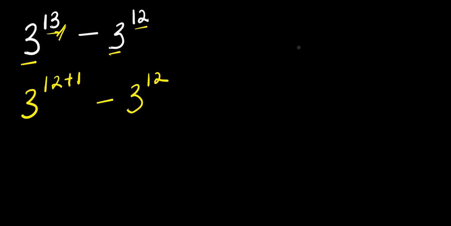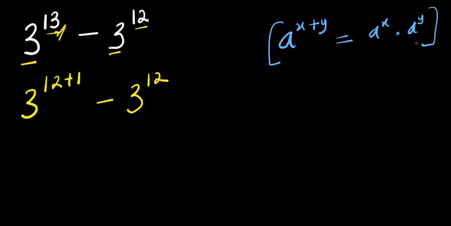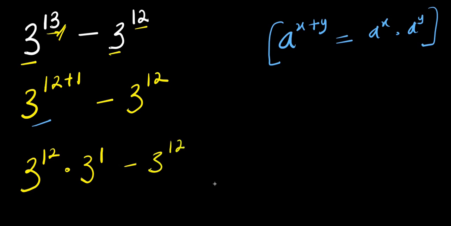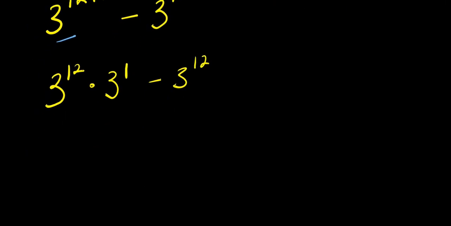Now, if you have a power x plus y, this equals a power x times a power y. That is the identity we are going to apply here. So we have 3 power 12 times 3 power 1 minus 3 power 12. What you can see from here is that this and this are common, so we can take it out. We have 3 power 12 times.